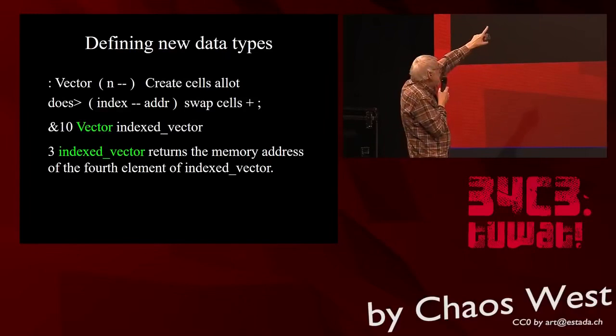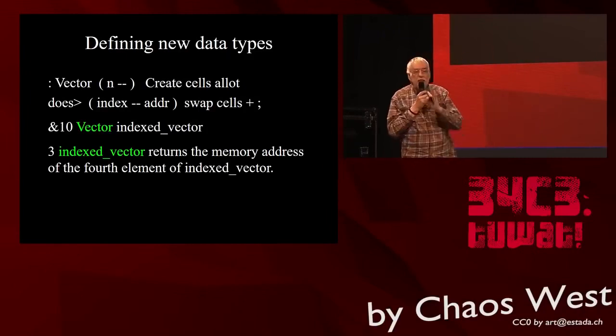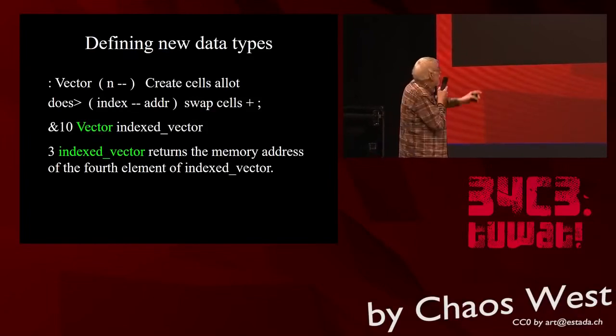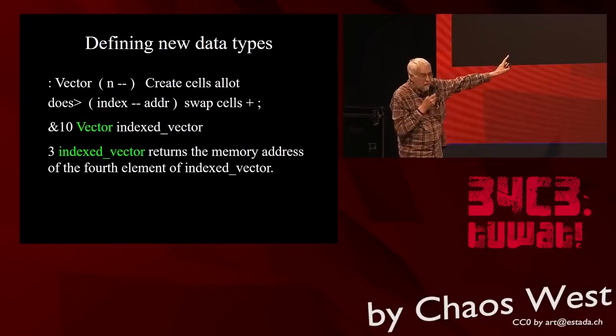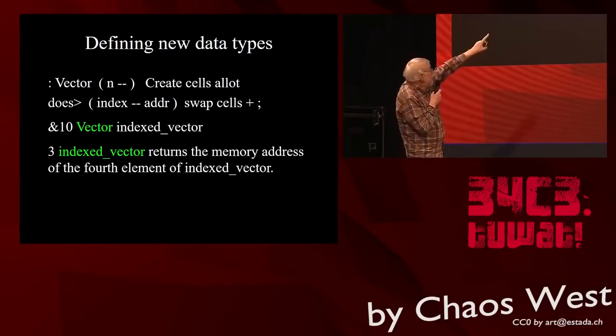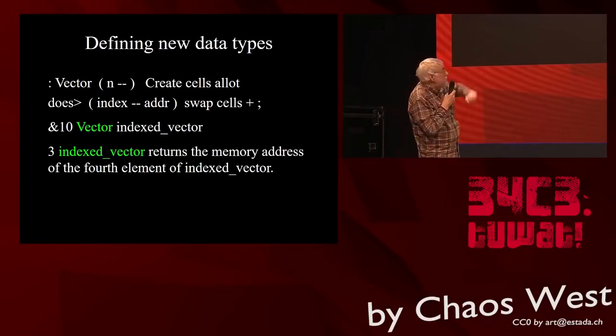There is a little bit of invisible mystery here, because the word does returns the address of the first location of the data type. So we have an index on the stack. If you execute does, on top of the index we also have the address of the first field. We first have to swap these two items to get the index on top. We apply the cells operator to it.